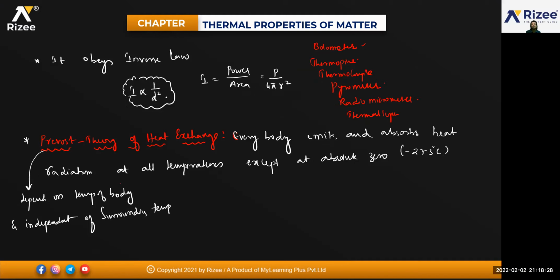So in Prevost's theory of heat exchange, what exactly is happening is whenever heat is being absorbed, the temperature of that body might be increasing or decreasing depending upon the heat it is absorbing. Sometimes if your body emits more heat than what it absorbs from the surrounding, what happens to its temperature? Obviously its temperature will fall. If your body absorbs more heat energy from the surrounding than what it emits, then what happens to the temperature? The temperature will rise.